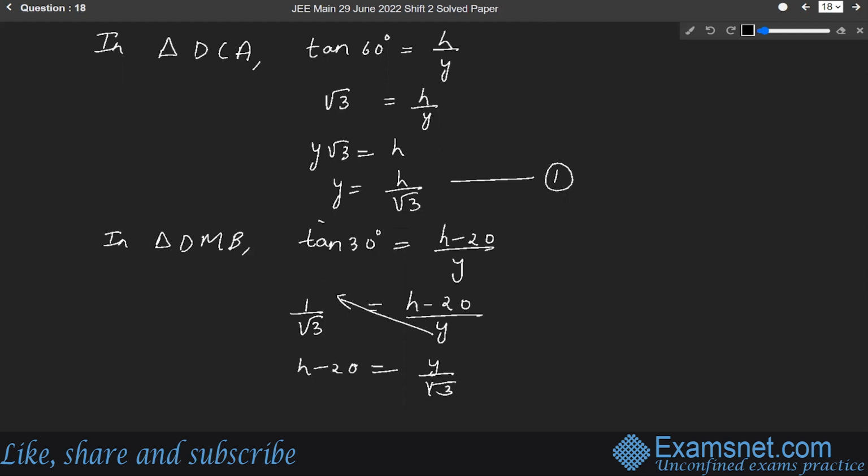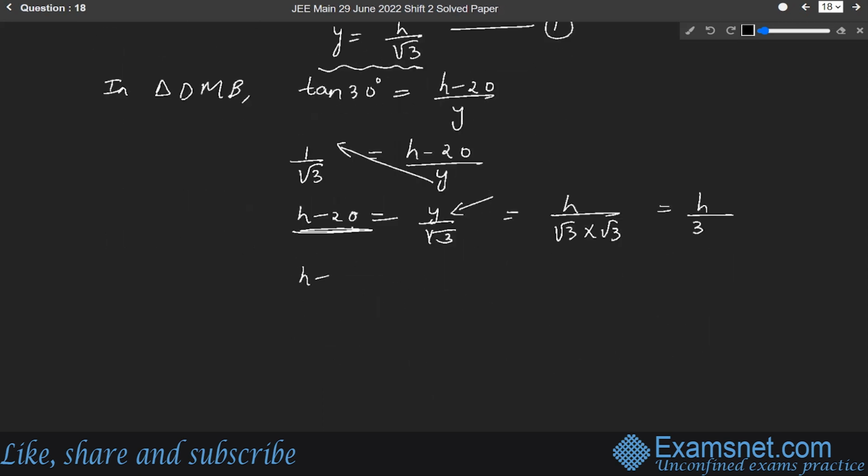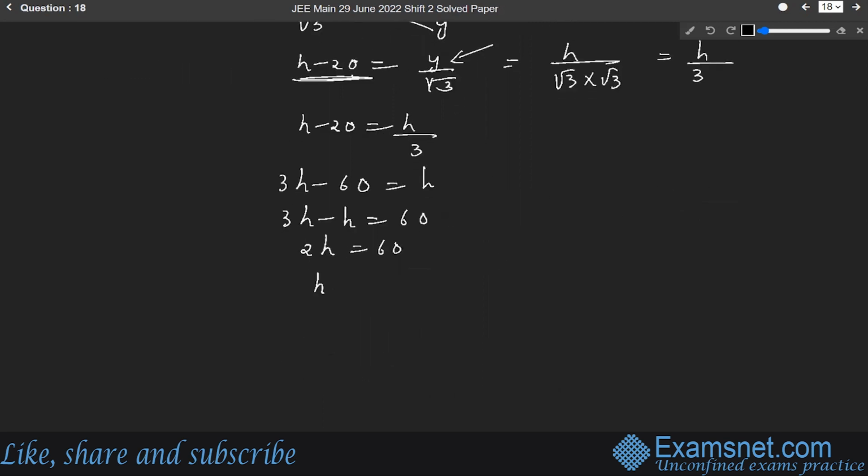But we have the value of Y, which is H upon root 3. So let us substitute the value of Y here. It will be H upon root 3 into root 3, which is equal to H upon 3, since root 3 into root 3 is 3. And H upon 3 is equal to H minus 20. So H minus 20 is equal to H upon 3. Now let us cross multiply: 3H minus 60 is equal to H. 3H minus H will be equal to 60. 3H minus H is 2H, so 2H is equal to 60. Then H will be equal to 60 by 2, which is equal to 30.